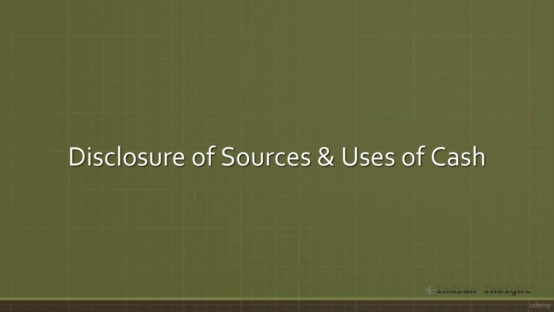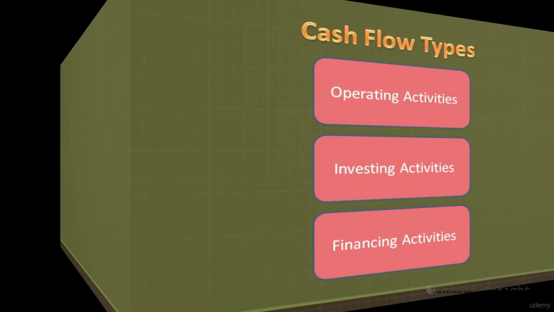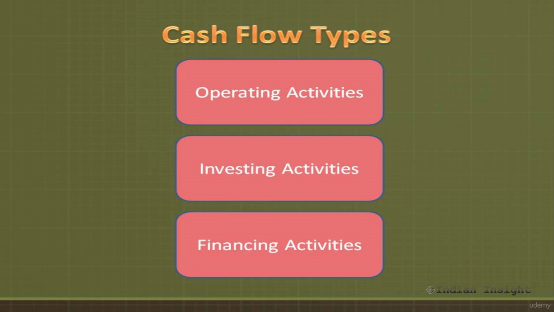When a company discloses the sources and uses of cash, it helps the creditors, investors, and anyone who is looking at the company in evaluating the company's solvency, liquidity, and overall financial flexibility. When we say financial flexibility, we mean the ability of the company to adapt and react to financial adversities and opportunities. A cash flow statement essentially classifies all cash flows to the company or from the company into three categories.